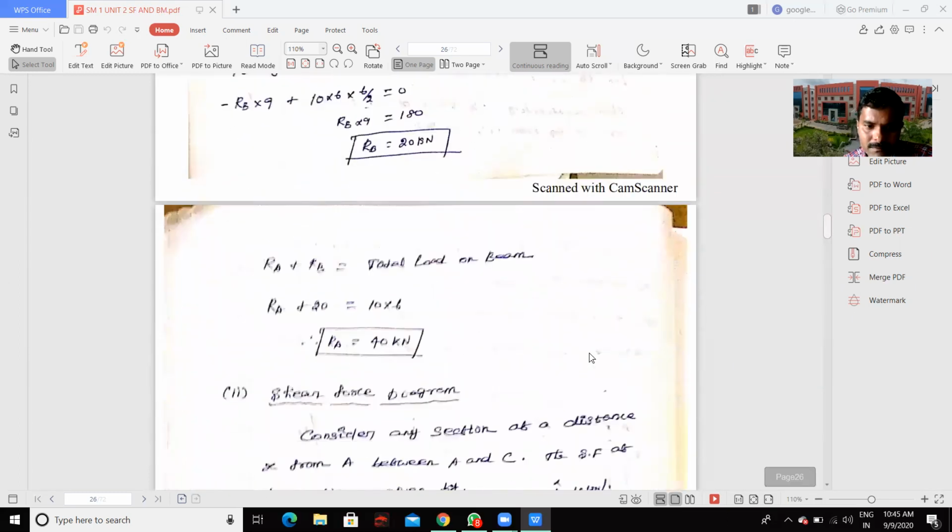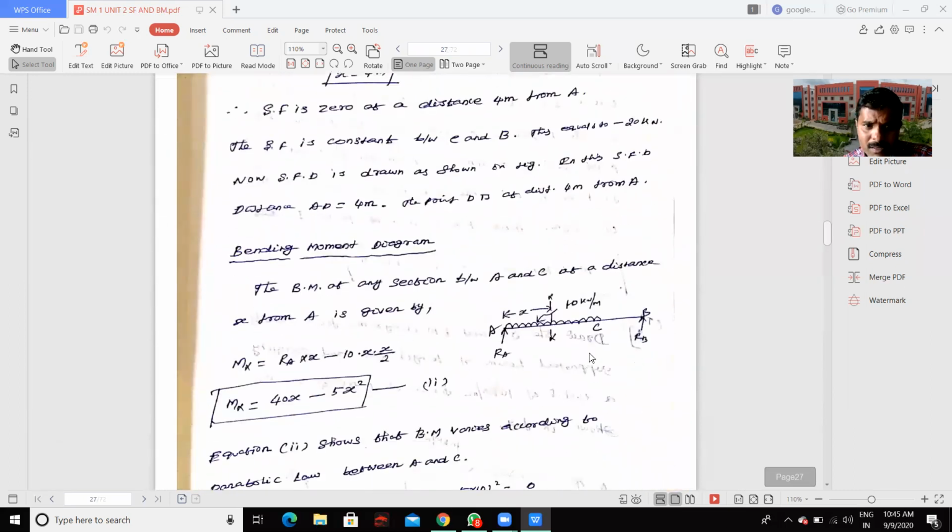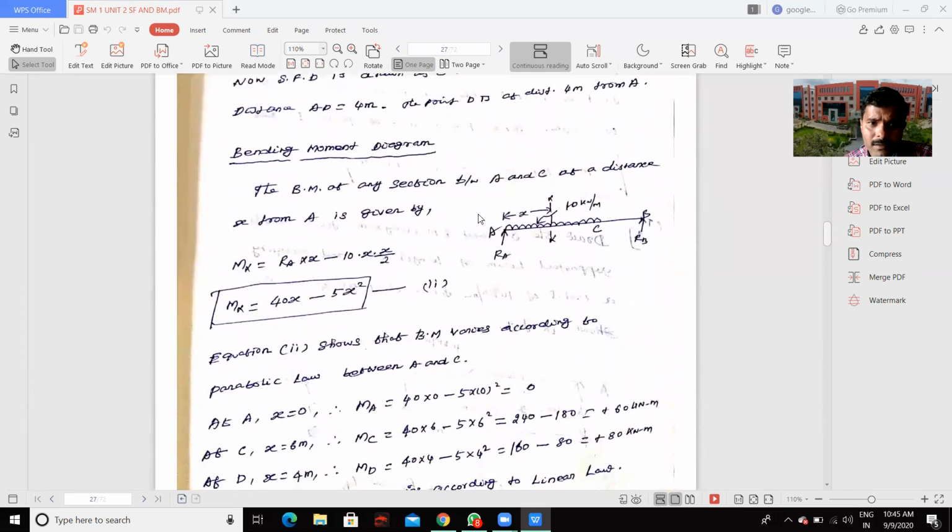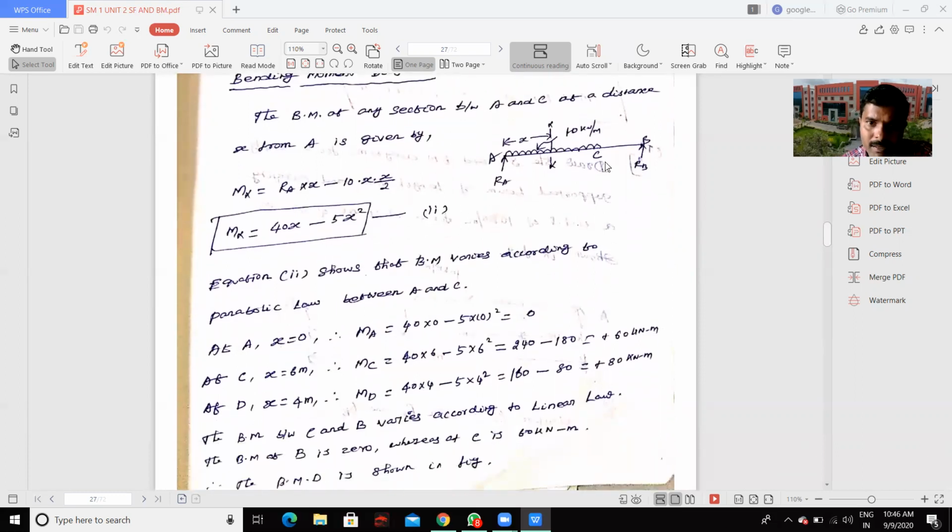So now we can see the bending moment. Similarly, for the bending moment diagram, we have to consider the bending moment at any section between A and C at a distance of x from A. So you can calculate the moment at x, that is load RA into distance x, minus 10 into x acting at x by 2 distance from here. So 10 into x into x by 2. Right, so RA, 40 into x minus 5 into x square. So 40x minus 5x square. This is equation 2.